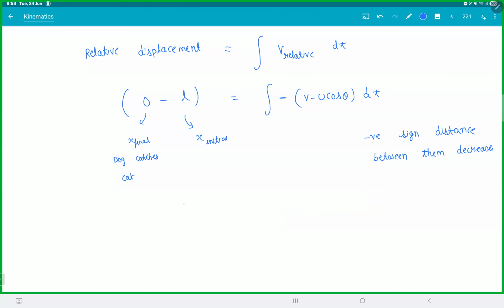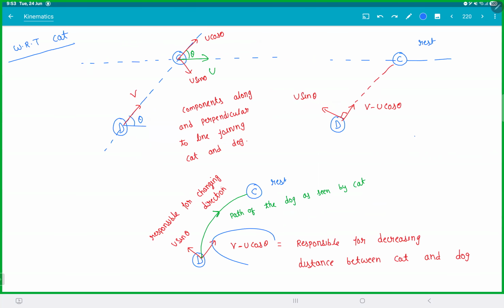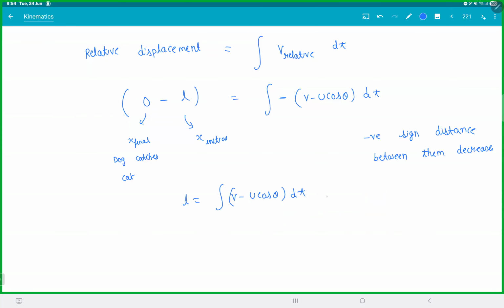So if you solve this, you'll end up with L is equal to the integral of v minus u cos theta dt. This is what I'm saying. In the exam, you'll not do all this story. You'll directly write this step. Stop the cat, you'll get v minus u cos theta. The integral of v minus u cos theta dt is equal to L. Done. This is your second equation.